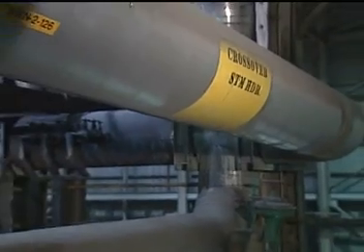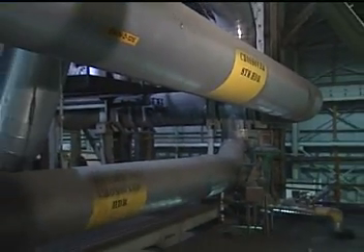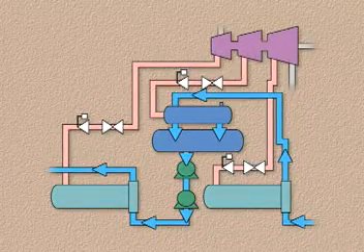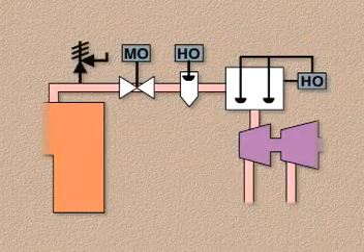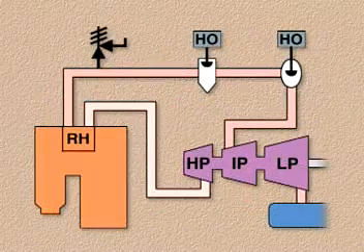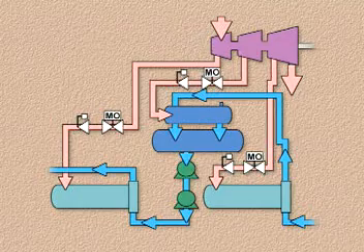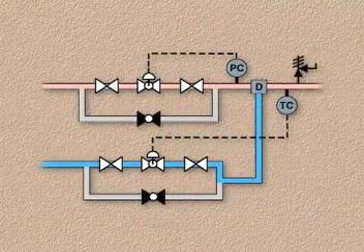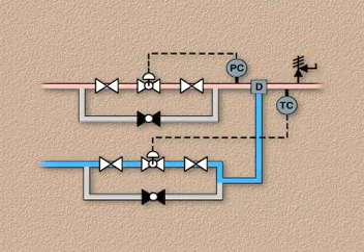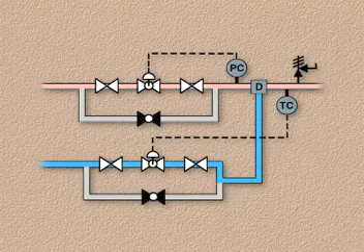In this topic, we looked at the components in a power plant's various steam systems. We examined the steam-water cycle, the main steam system, the reheat steam system, the extraction steam system, and the auxiliary steam system. Now try answering some practice questions on this material.